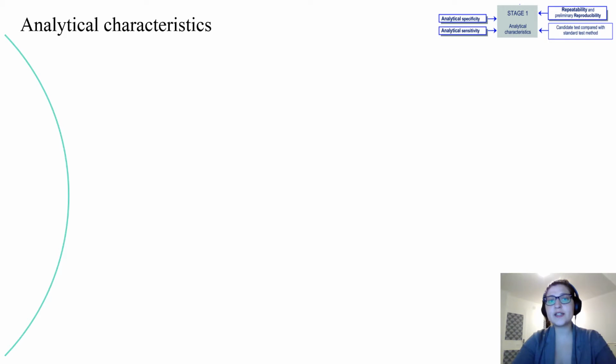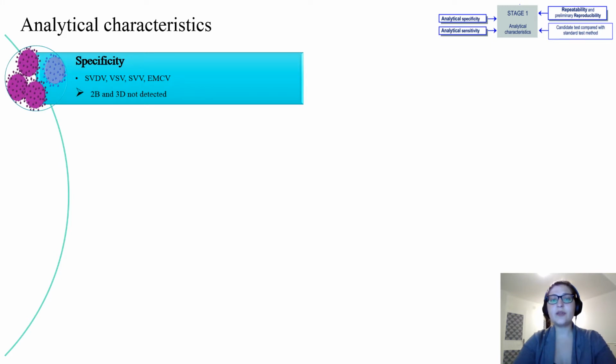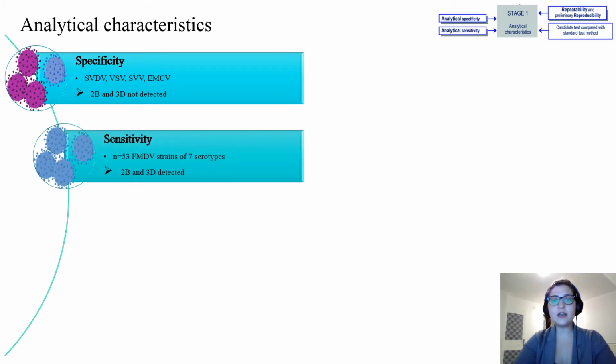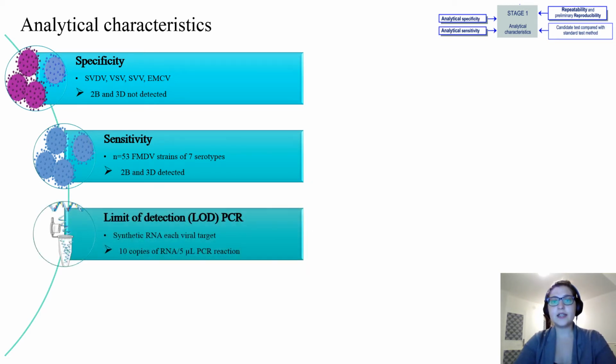The first steps are to assess the analytical characteristics. The test is designed to be selective, with an analytical specificity such that it does not detect other strains. Similarly, out of 53 strains representing the 7 serotypes of FMDV, all were detected positive for both viral targets. The detection limit of the PCR is assessed using dilutions of synthetic RNA developed for both viral targets, and is estimated to be 10 copies of RNA per 5 microliters of RNA added to the mix.